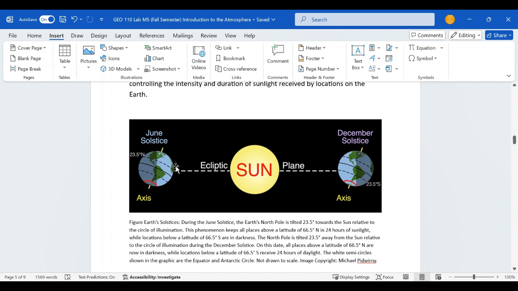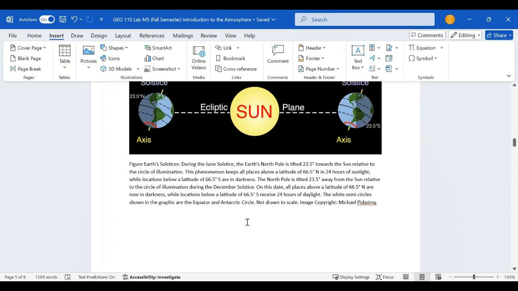So here you can see that at noon, the sun is directly overhead on the June solstice at 23.5 degrees north. And here on the December solstice, the sun is directly overhead at 23.5 degrees south.